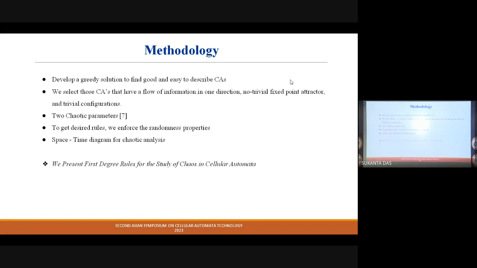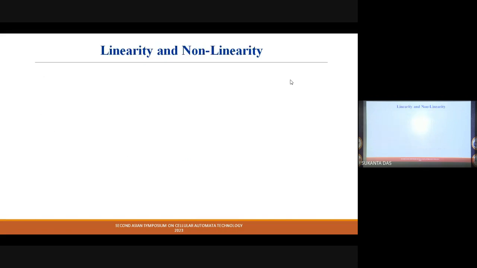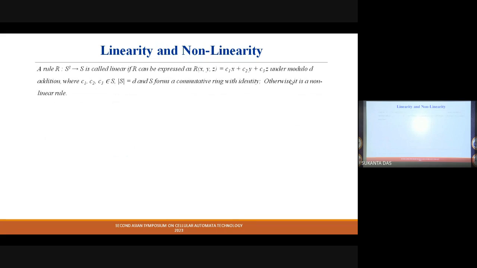So we present the first degree rules for the study of chaos in cellular automata. These two chaotic parameters have already been covered by Supriti ma'am. She explored all these parameters in the first session. So we will go directly to the parameter analysis part. Before that, we are checking the linearity and non-linearity in this first degree CA.